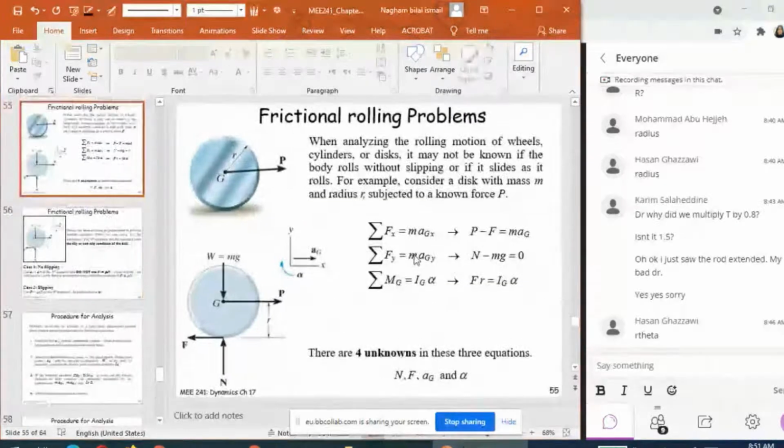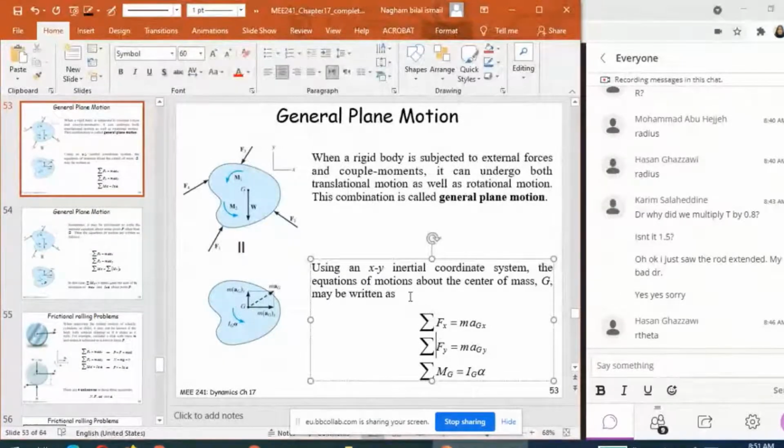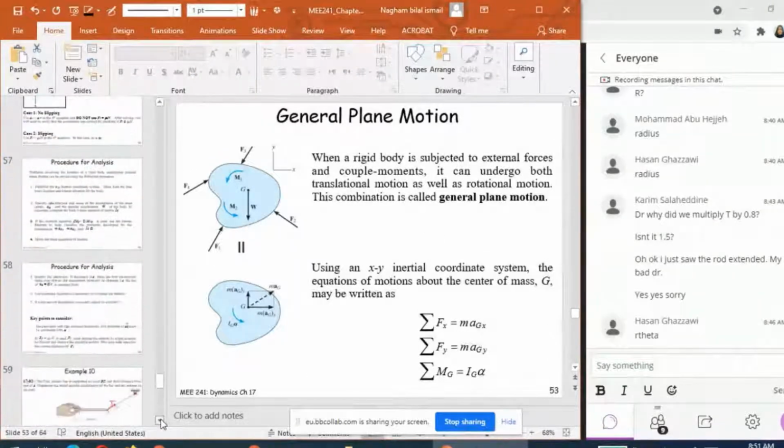If I go back to the three equations, three unknowns, so these are my equations, in fact. So let's see if I can apply them.